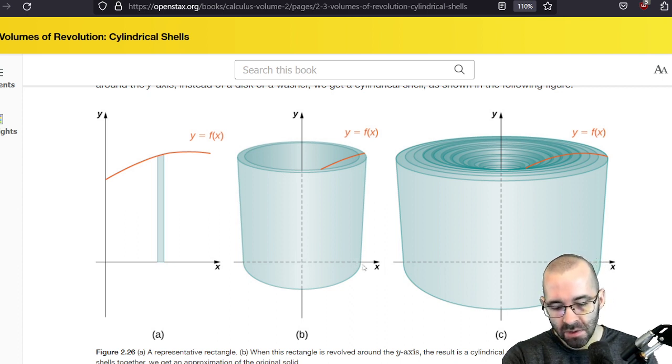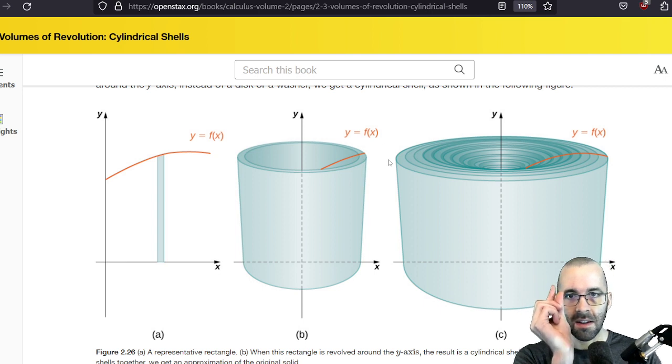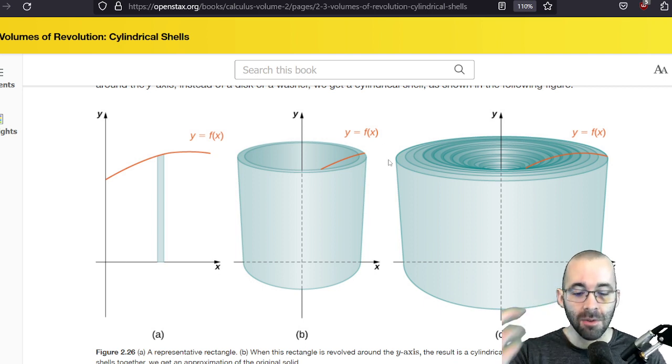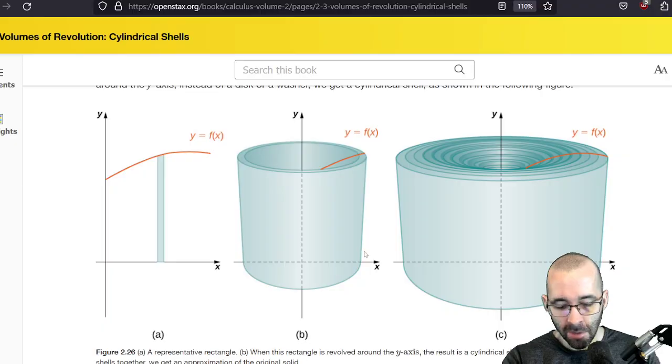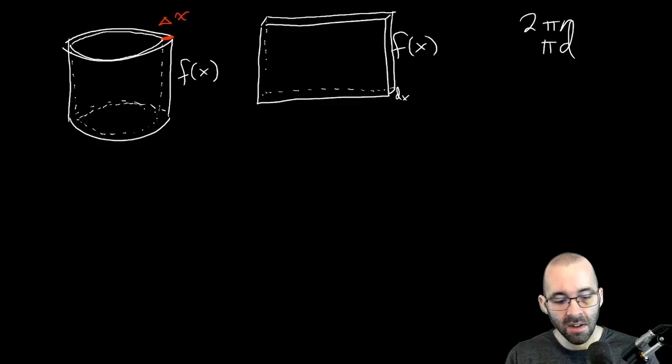At any point, the radius is going to be a little bit smaller on the inside than it is on the outside, but we're thinking about as these get really, really thin, that gets really close together. The radius is just the x value. So 2 pi r is the circumference. That's 2 pi x.